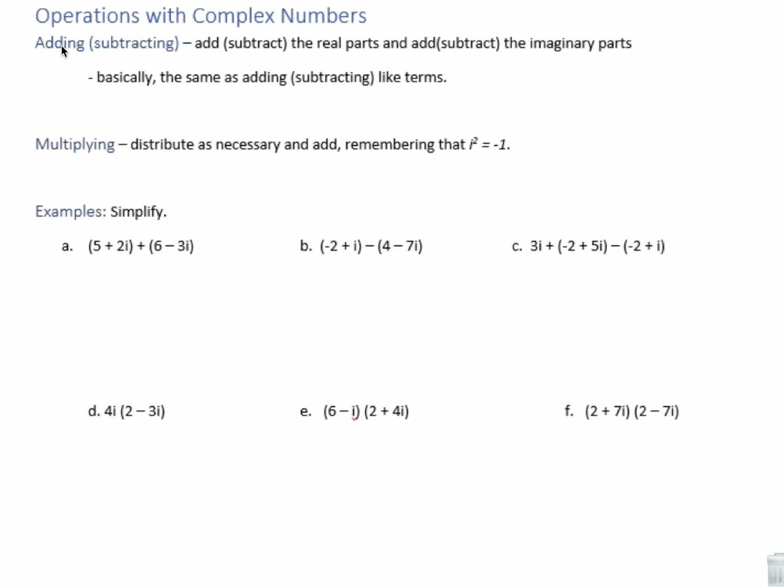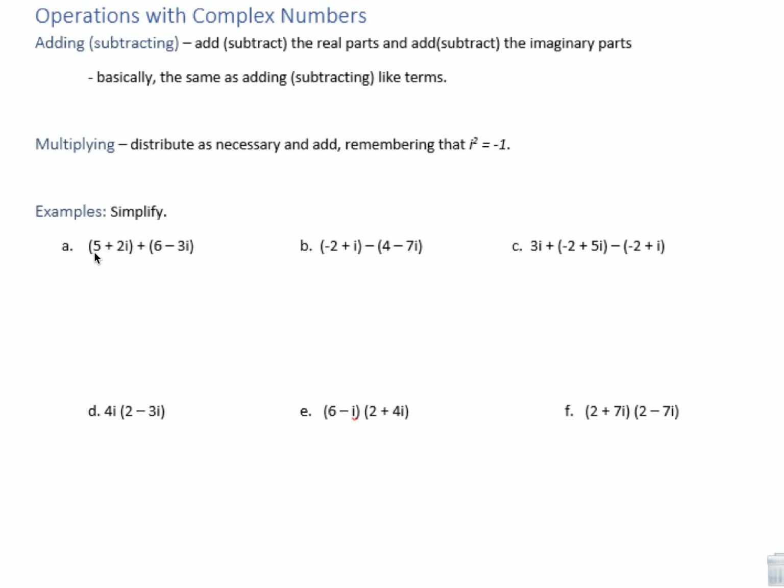We have operations we can do with complex numbers. Adding or subtracting: you add or subtract the real parts and add or subtract the imaginary parts. It's kind of like adding like terms. Multiplying, you just distribute. Remember, we mentioned before i squared equals negative 1. We'll actually carry this out a little further later. But if you ever come across an i squared, you want to change that to a negative 1.